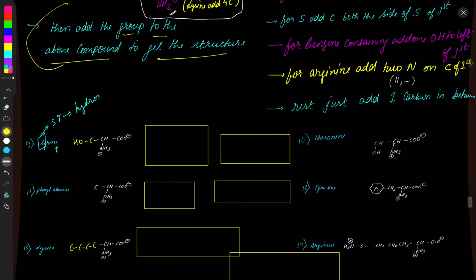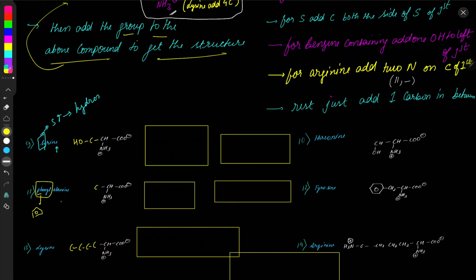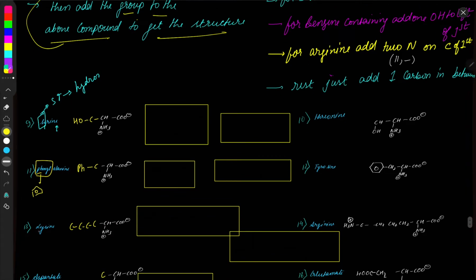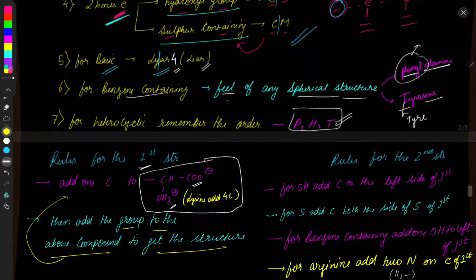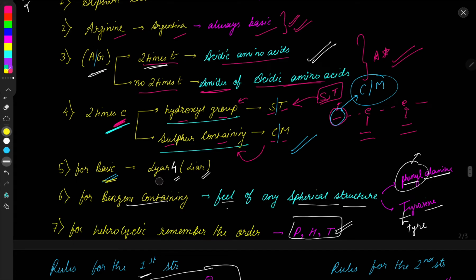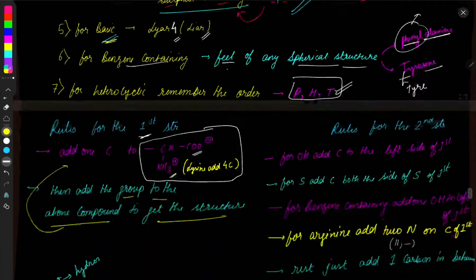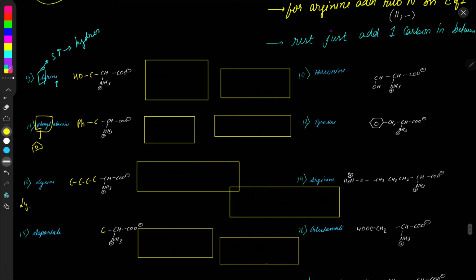Phenylalanine, P. Now this gives a feel of benzene to you. Yes, phenyl, I told you earlier. So add the group, add Ph. Lysine, is there 2 times E? No, there is no 2 times E. L, liar, Lyar. You have memorized this liar thing for the basic compounds. So for a basic compound, just add NH3 plus here. Now this would be the basic compound.